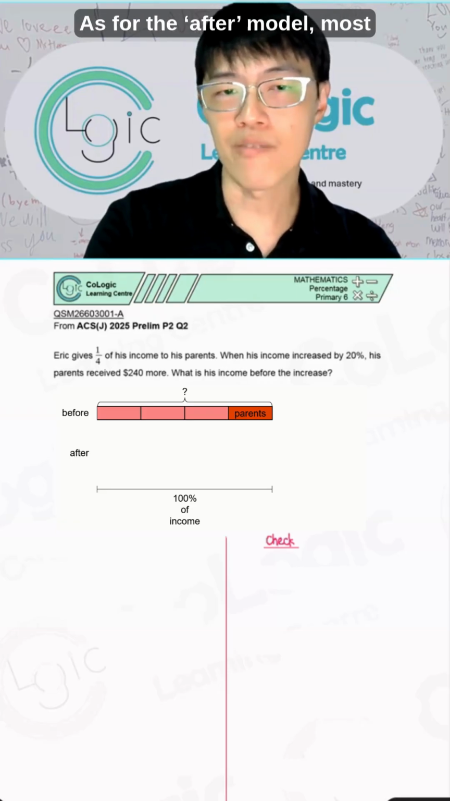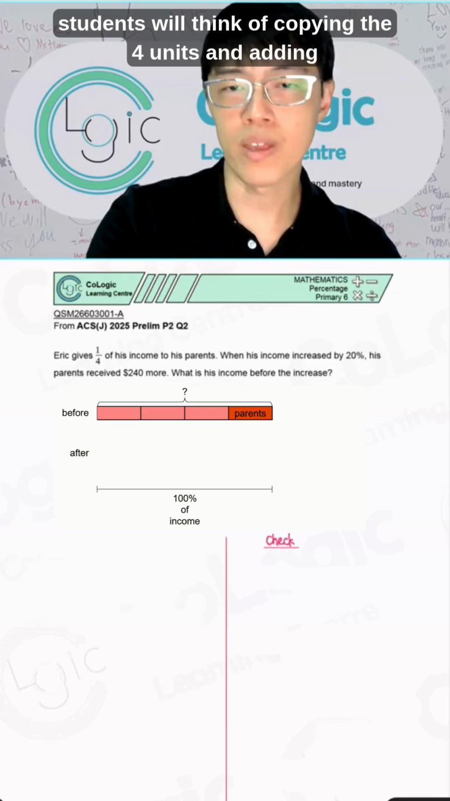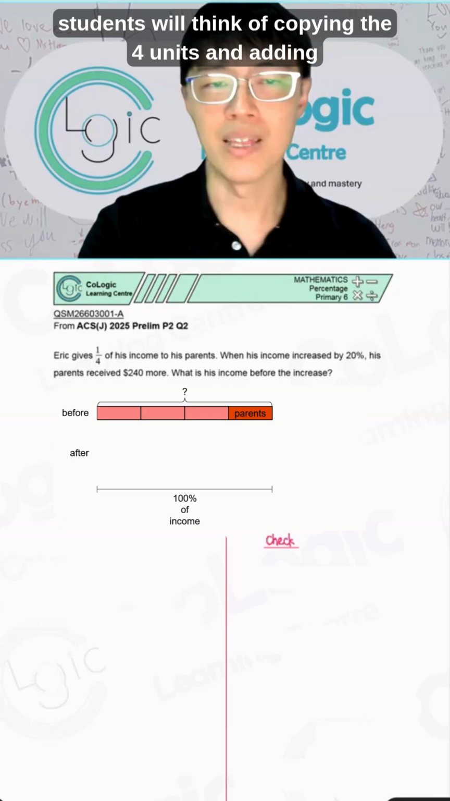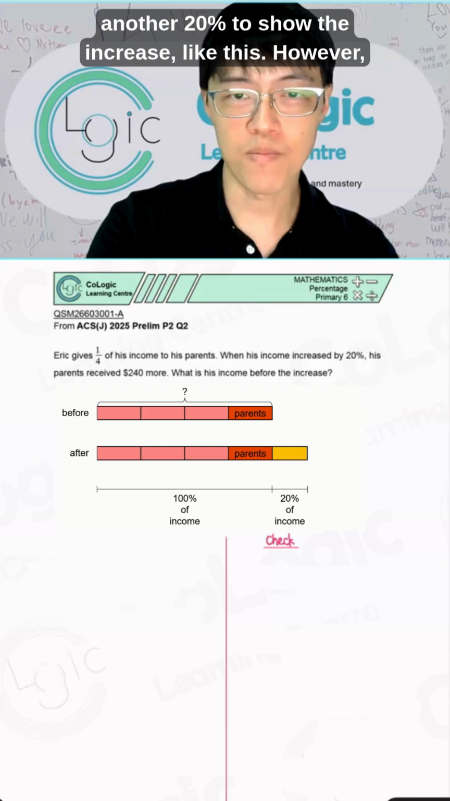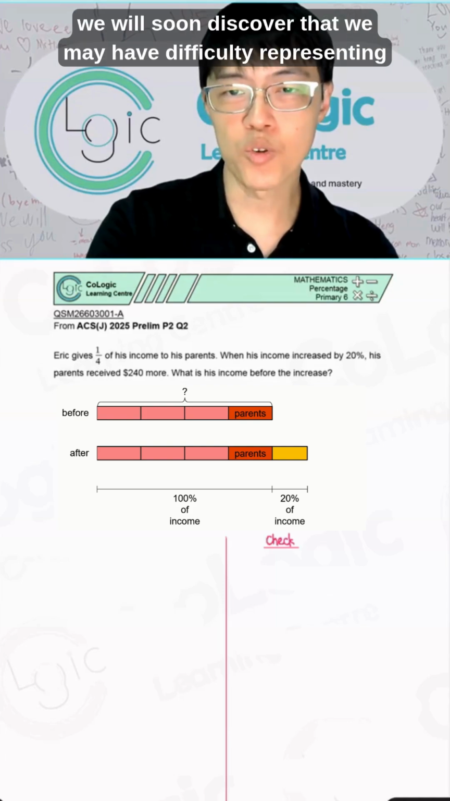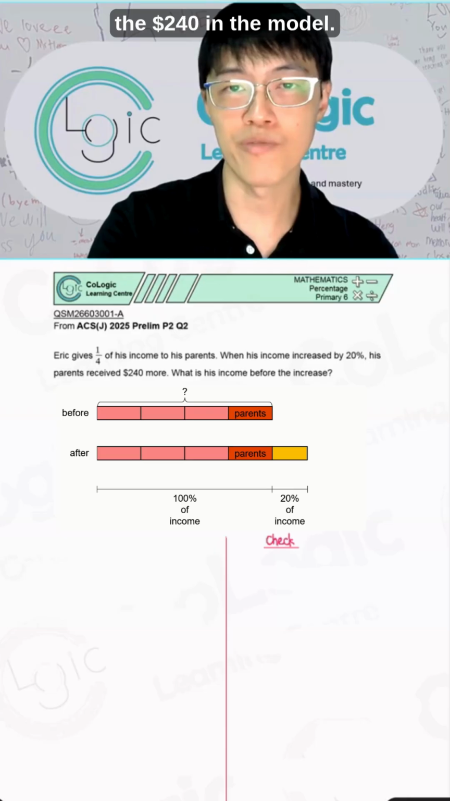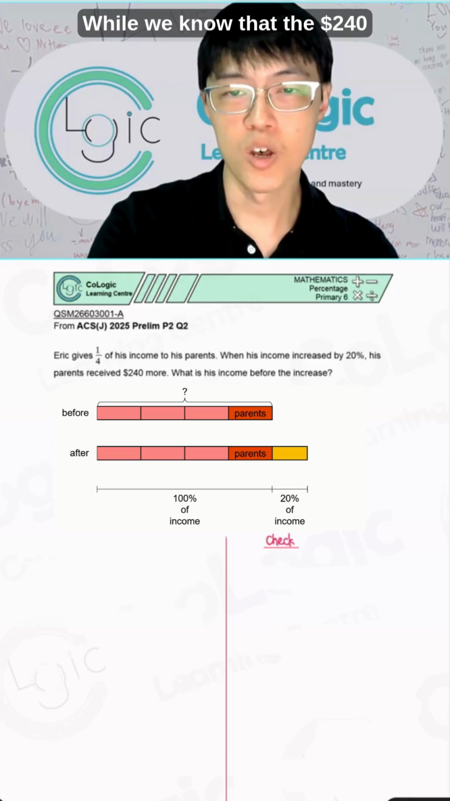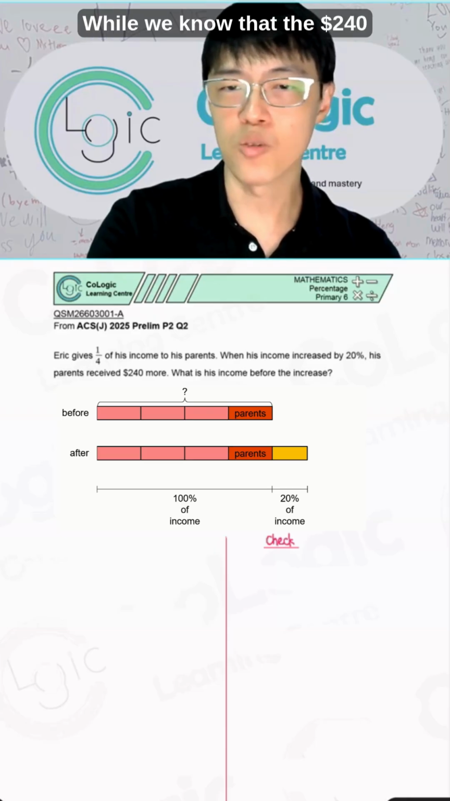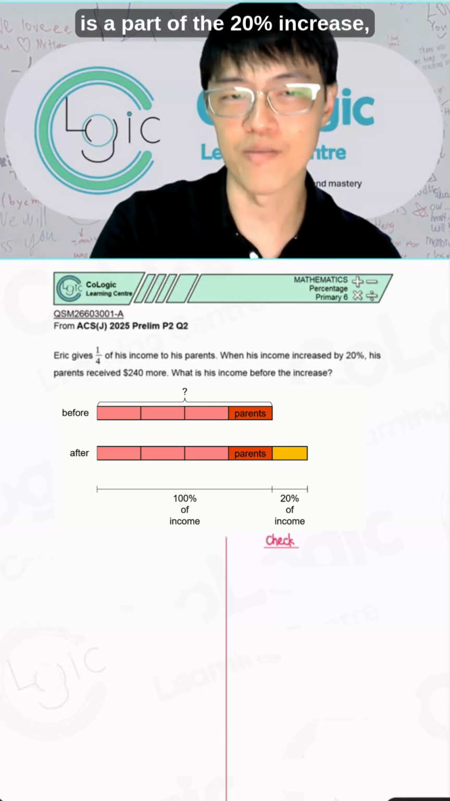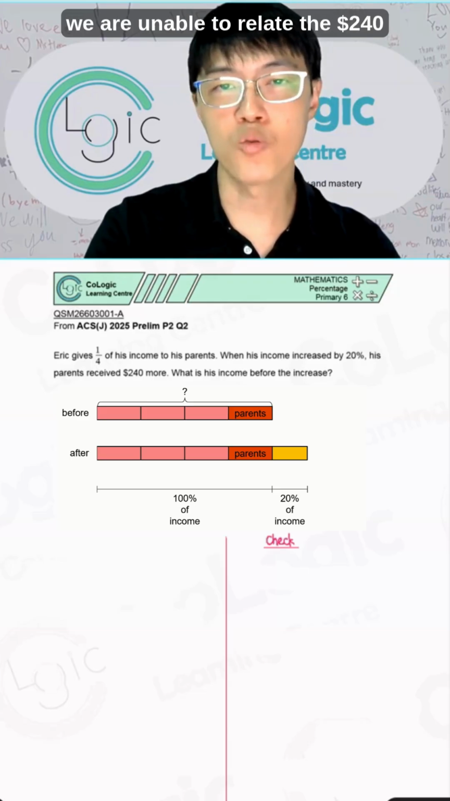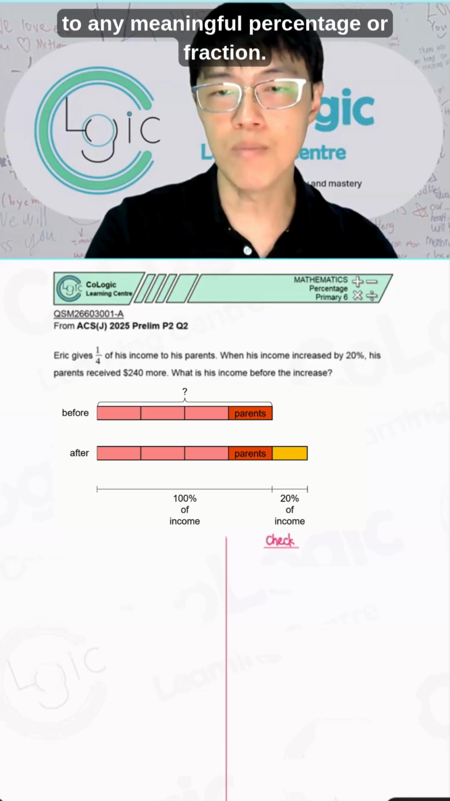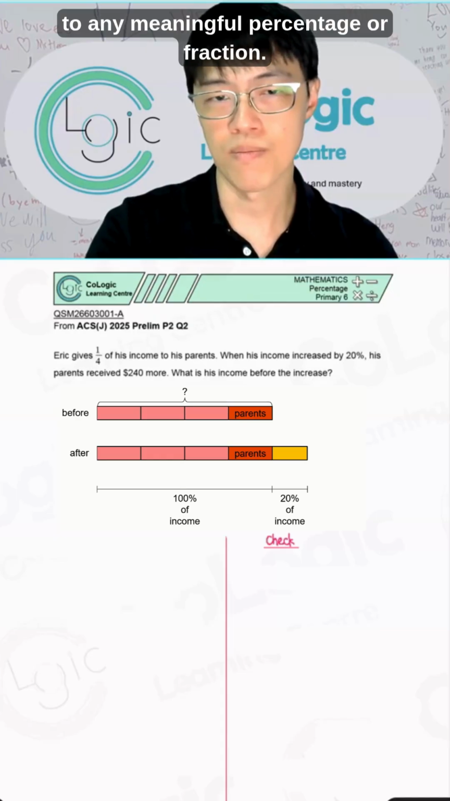As for the after model, most students will think of copying the 4 units and adding another 20% to show the increase, like this. However, we will soon discover that we may have difficulty representing the $240 in the model. While we know that the $240 is a part of the 20% increase, we are unable to relate the $240 to any meaningful percentage or fraction.